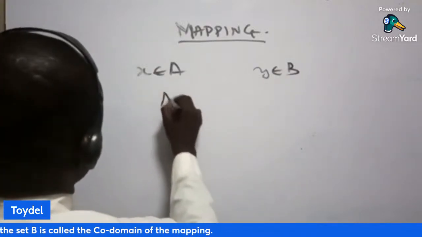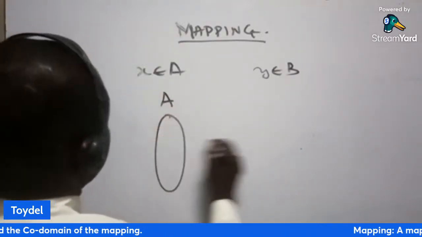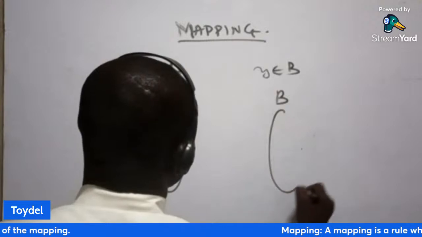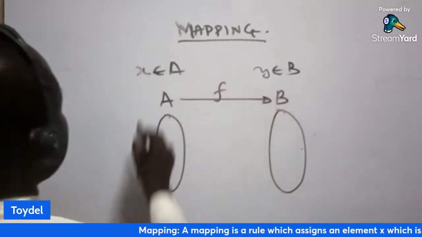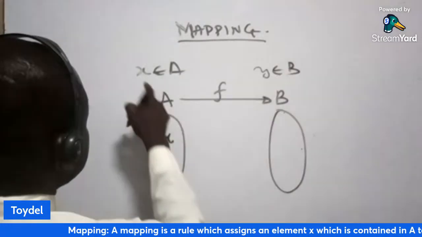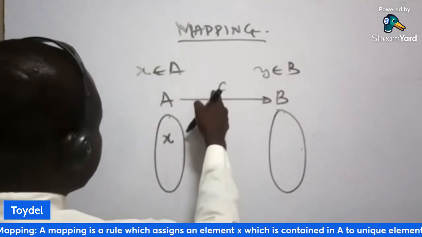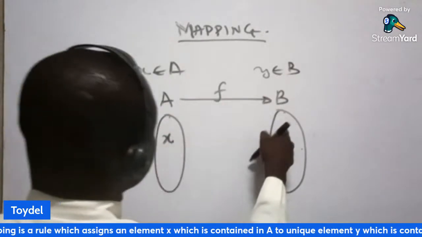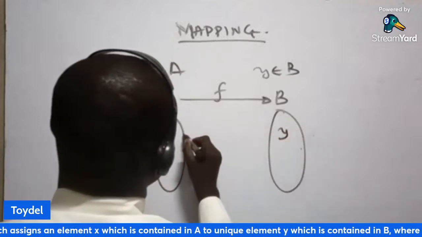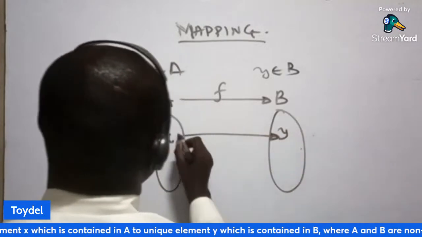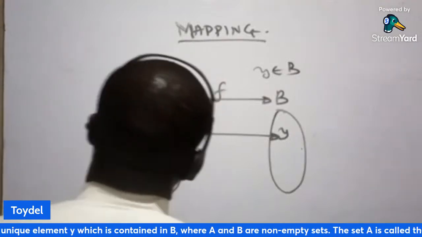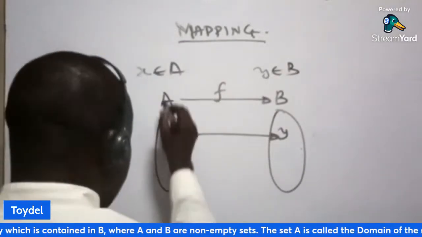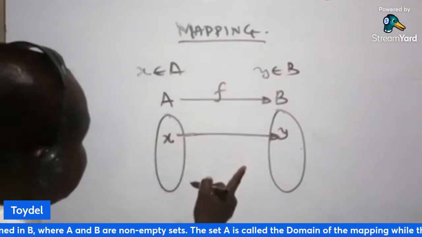That is, if you have two non-empty sets, say set A and another non-empty set B, and there is a rule, let's say F, that assigns an element X in A to another element Y here, that rule is called a mapping. And during our last class, we said we can have many elements, since it's a non-empty set.